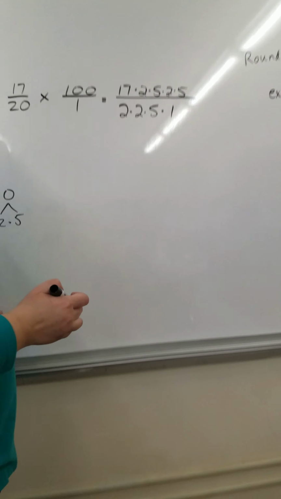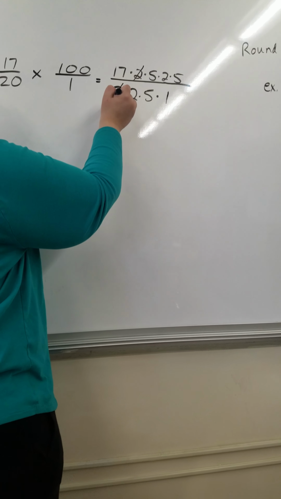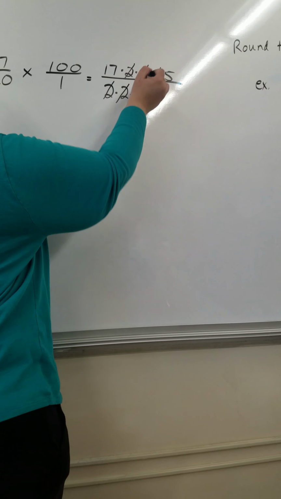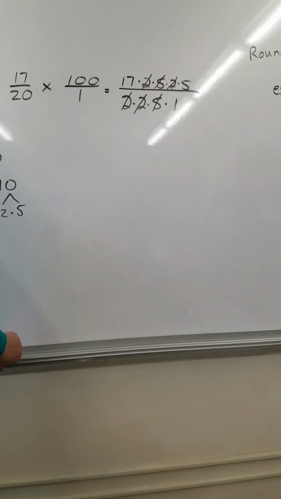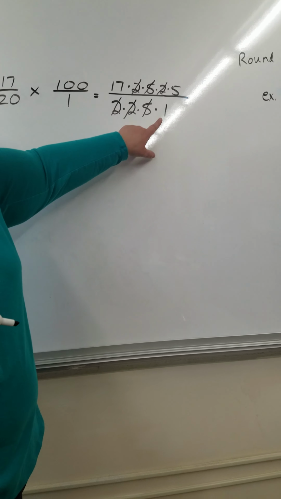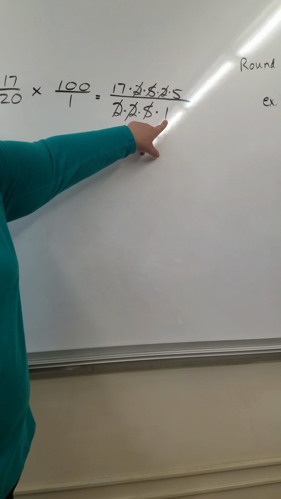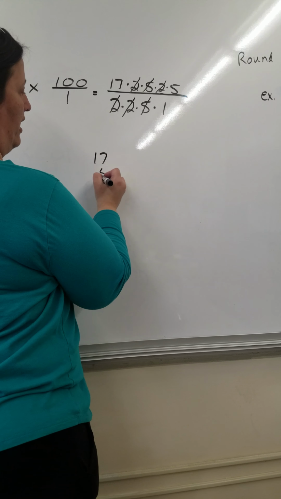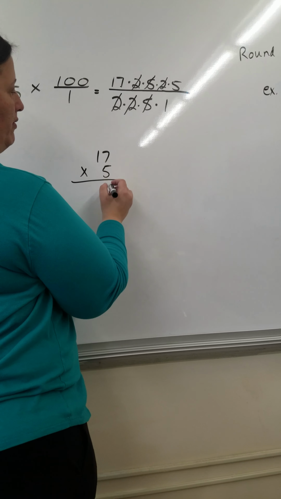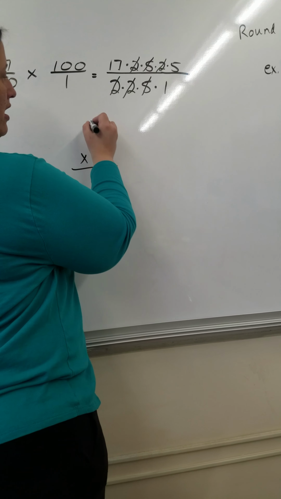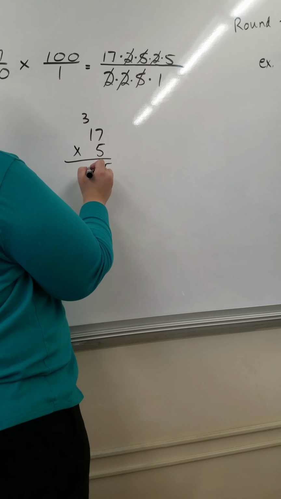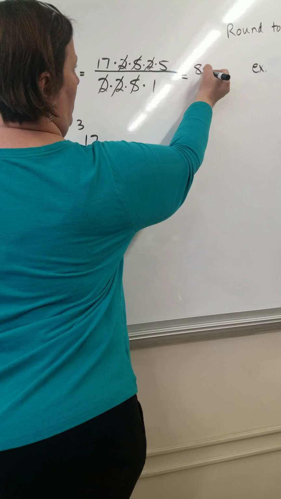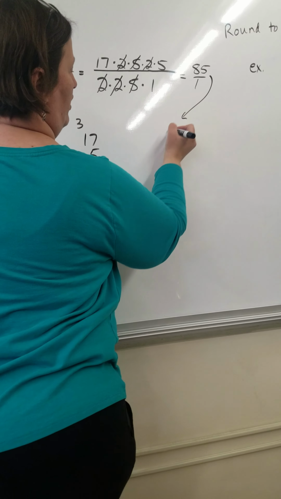Okay, so what can you cross off? You can cross off a 2 here with a 2 here, a 5 here with a 5 here. And how about this 2 with this 2? Fantastic. So we've crossed everything off. If you remember, we don't need a 1 in the denominator. So really our answer is going to be 17 times 5. So let's see what that gives us. 5 times 7 is 35. 5 times 1 is 5, plus 3 is 8. So this gives us 85 over 1, which is 85.